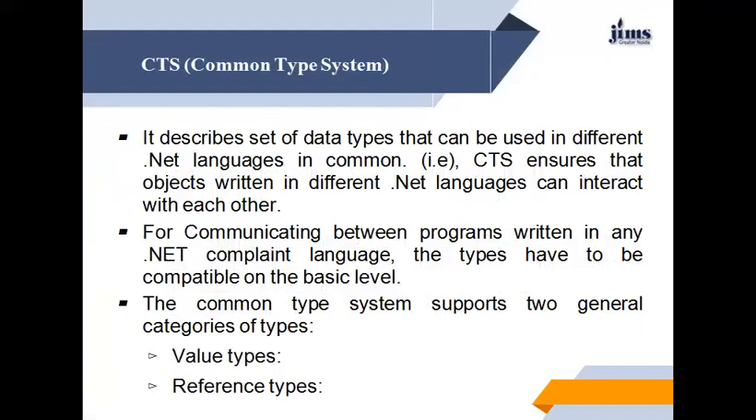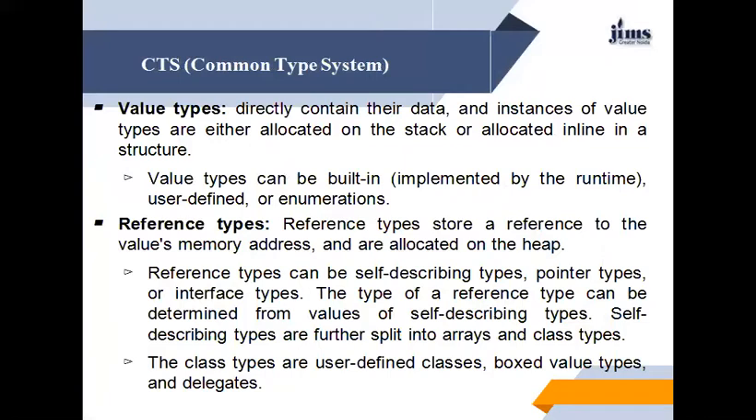For communicating between programs written in any .NET compliant languages, the types have to be compatible on the basic level. So a common type system must be there so that the .NET framework can understand it very well. The common type system supports two general categories of types. One is called value types and another is called reference types.